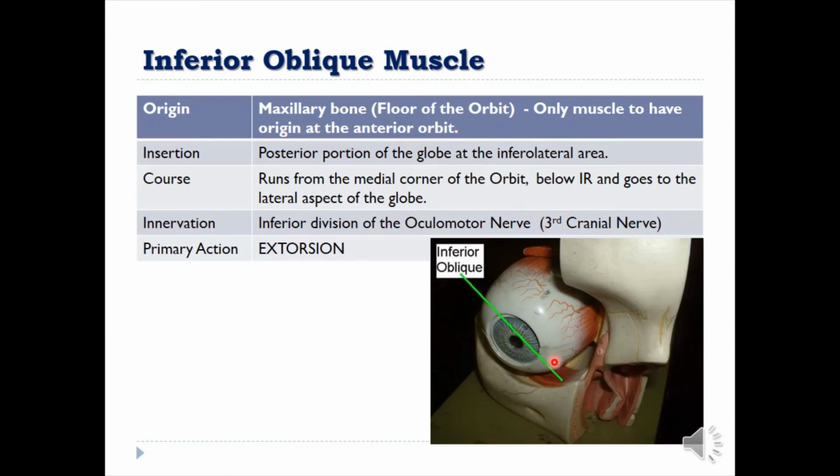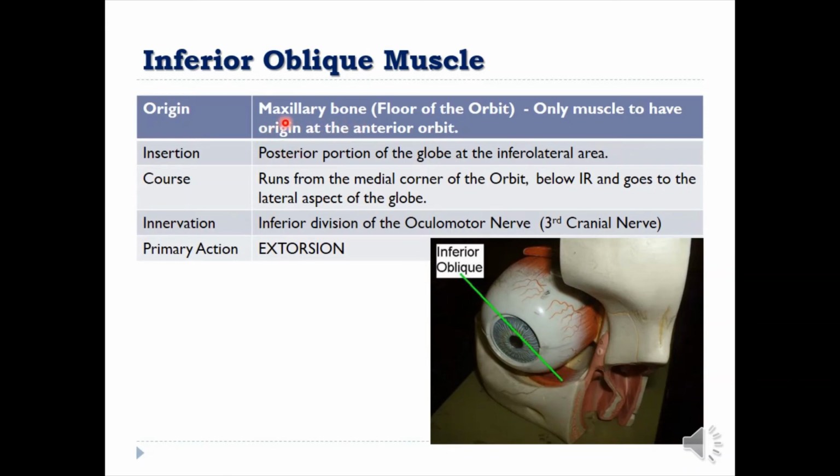Now, do you remember all four recti muscles were taking the origin from the posterior side of the orbit, right? And even the superior oblique also. Inferior oblique is the only muscle that is taking origin from the anterior part. And from which bone? It is from the maxillary bone.